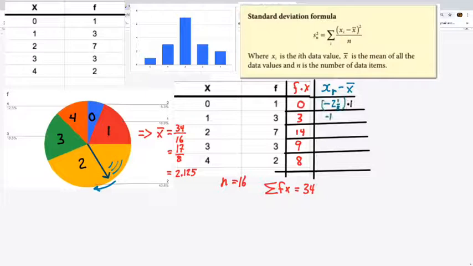The first thing I have to do is figure out the deviation from the mean. In this case, 0 is 2 1/8 below the mean of 2 1/8, and that happened once. There's our frequency. Then the number 1 is 1 1/8 below the mean, and that happened 3 times. 2 is 1/8 below the mean, and that happened 7 times. And 3 is 7/8 above the mean, that happened 3 times. And 4 is 1 7/8 above the mean, and that happened twice.